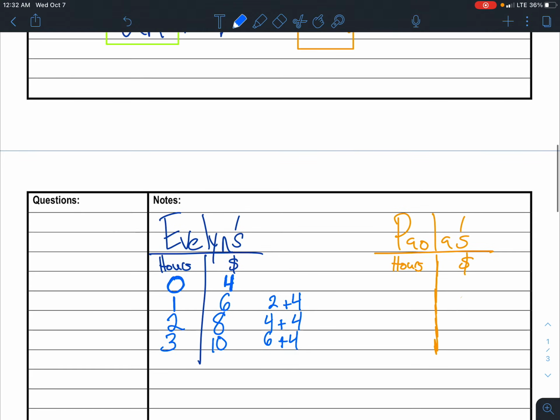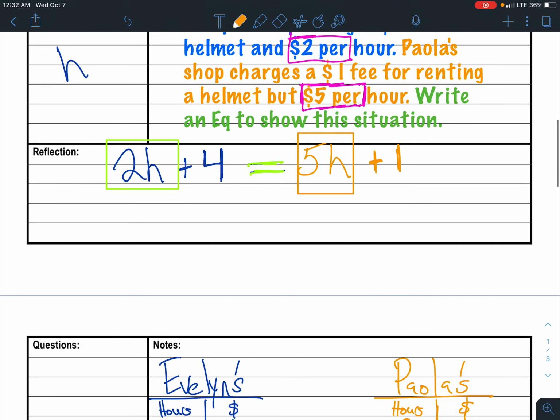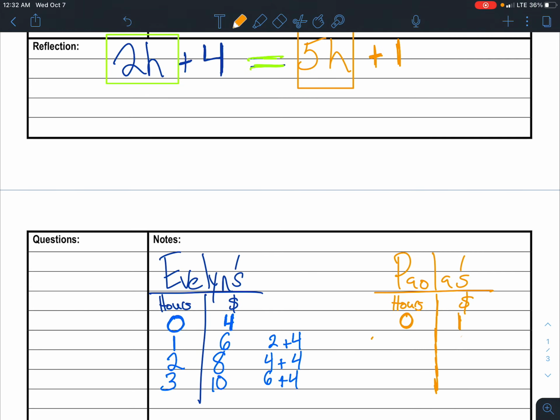Now let's look at Paola's bike shop. So DeAndre puts on his helmet, decides, nope, I regret this. I don't want to do this anymore. So he biked 0 hours, but once again, he still has to pay for the helmet. So Paola only charges $1 for the helmet. So he's getting a little bit better of a deal there.